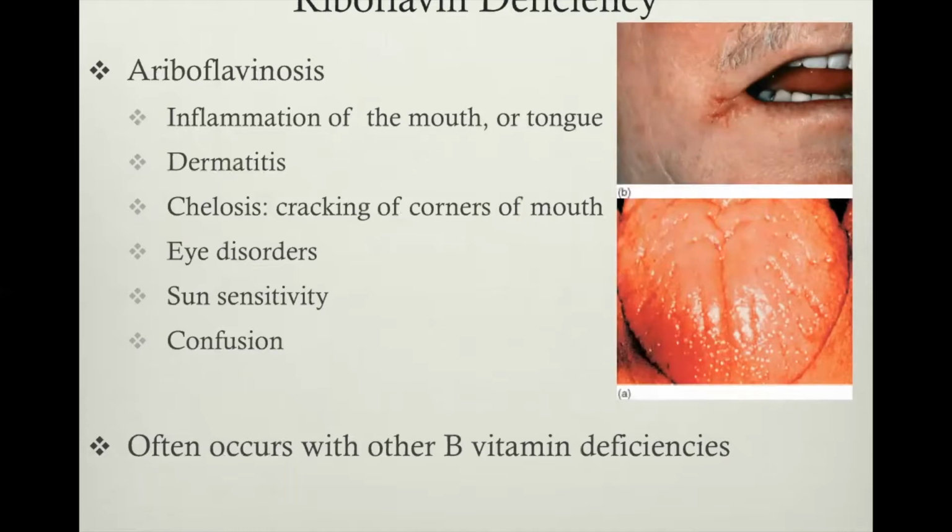Riboflavinosis is the name of a deficiency that can occur if you do not have enough riboflavin. And here you can see swelling and redness of the tongue, cracking of the corners of the mouth. Dermatitis is a skin inflammation, eye disorders, sun sensitivity, which can make these skin conditions worse, and confusion. And this often occurs in combination with other vitamins such as B6 or B12.